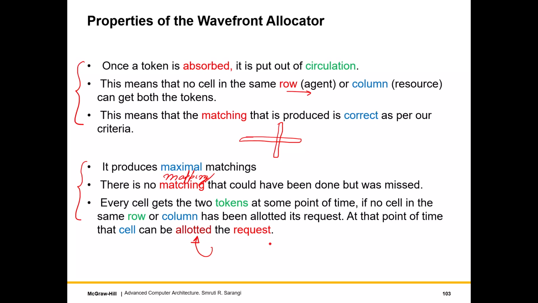So what you can see is, unlike the previous case, in this case we don't miss a mapping. A mapping which can legitimately be done, which basically means that the tokens are swimming around unabsorbed, such mappings are not missed. So we don't miss a mapping.